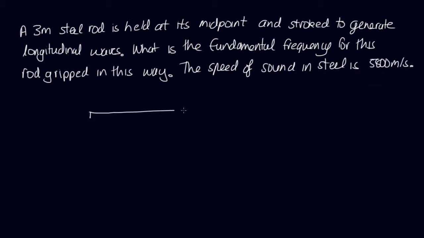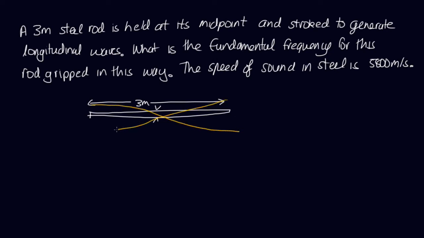Okay, so let's start by drawing a diagram. Here we have a 3-meter long rod, and it's gripped halfway along. So we're going to force there to be a node halfway along like that. So we can end up with a standing wave, which looks like this. So we've got quarter of a wavelength in each half of the rod. So our wavelength is going to be double the length of the rod, or 6 meters.